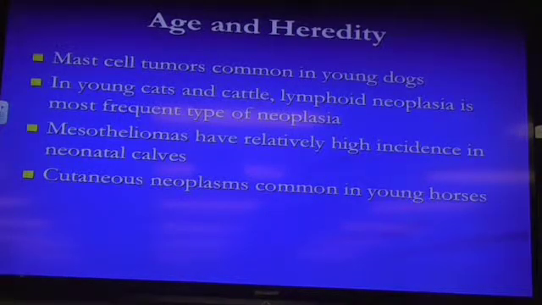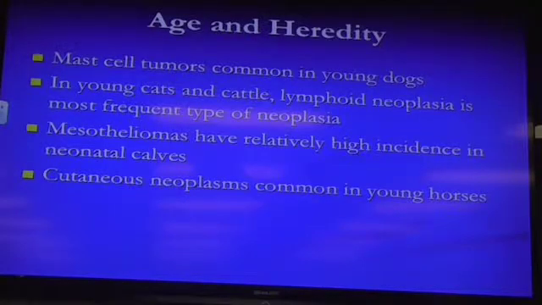That's great for presumptive diagnosis, but then you need to grade it. Even if you diagnose it as a mast cell tumor, you still want to take it off and submit it for a biopsy, so you can give it a grade. And we're going to talk about staging and grading. In cats and cows, lymphoid neoplasia is most common. The most common tumor in a cat is lymphoma. The most common tumor in a cow is lymphoma.